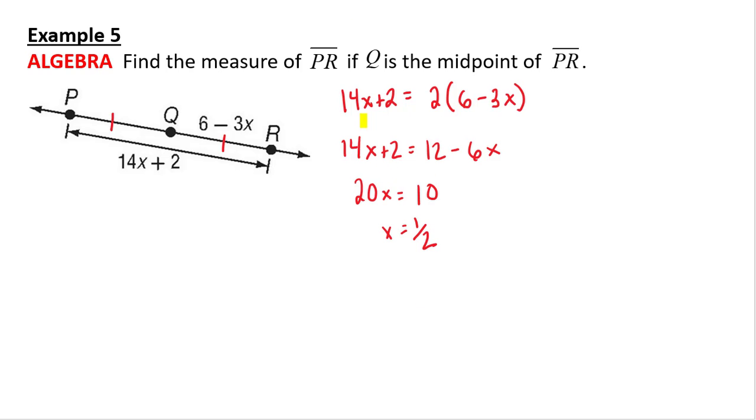So make sure you're answering the question. I need to find the measure of PR. I've just found x, so I need to find the measure of PR. PR is equal to 14x plus 2. So that's 14 times 1/2 plus 2. So that's 7 plus 2, which is 9.